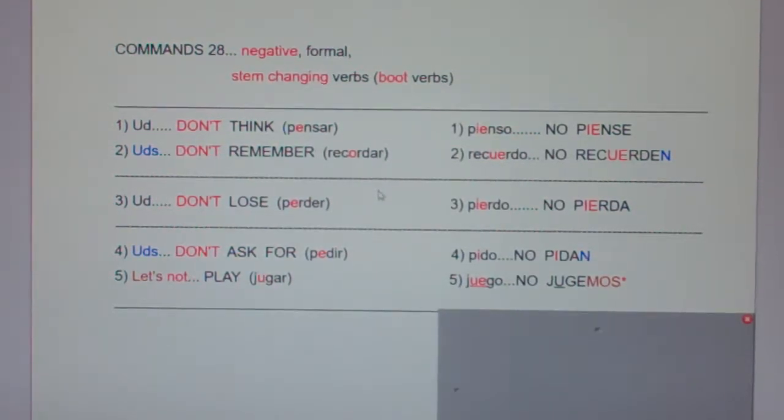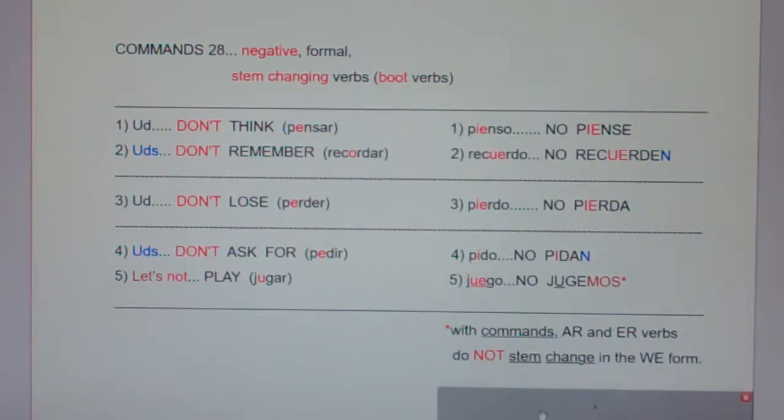Now here's what makes this clip tricky. Boot verbs or stem changing verbs. Notice, this E turns into IE, O turns into UE, this E turns into I. Now, obviously, to form the negative formal command, we go to the yo form. So all of these, what you expect to stem change. But I want you to notice something. The we form does not stem change.